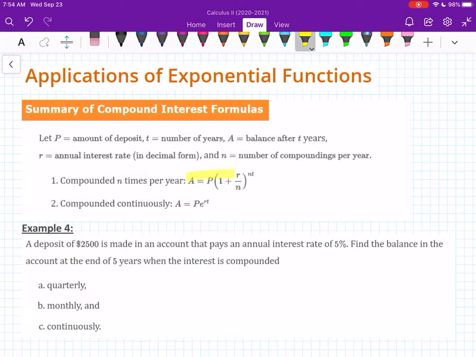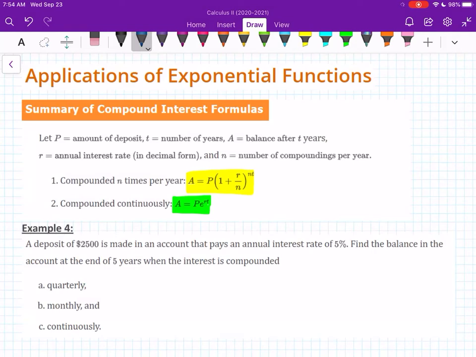So your first one is A equals P times the quantity 1 plus R over N to the power of NT. And so reminder that A is the amount in the account, P is the starting amount or the principal, R is the annual rate, and N is the number of times it's compounded per year, and T is the number of years. And then if it's compounded continuously, our formula is simplified to A equals P times E to the RT, where E is our good old friend, 2 point whatever.